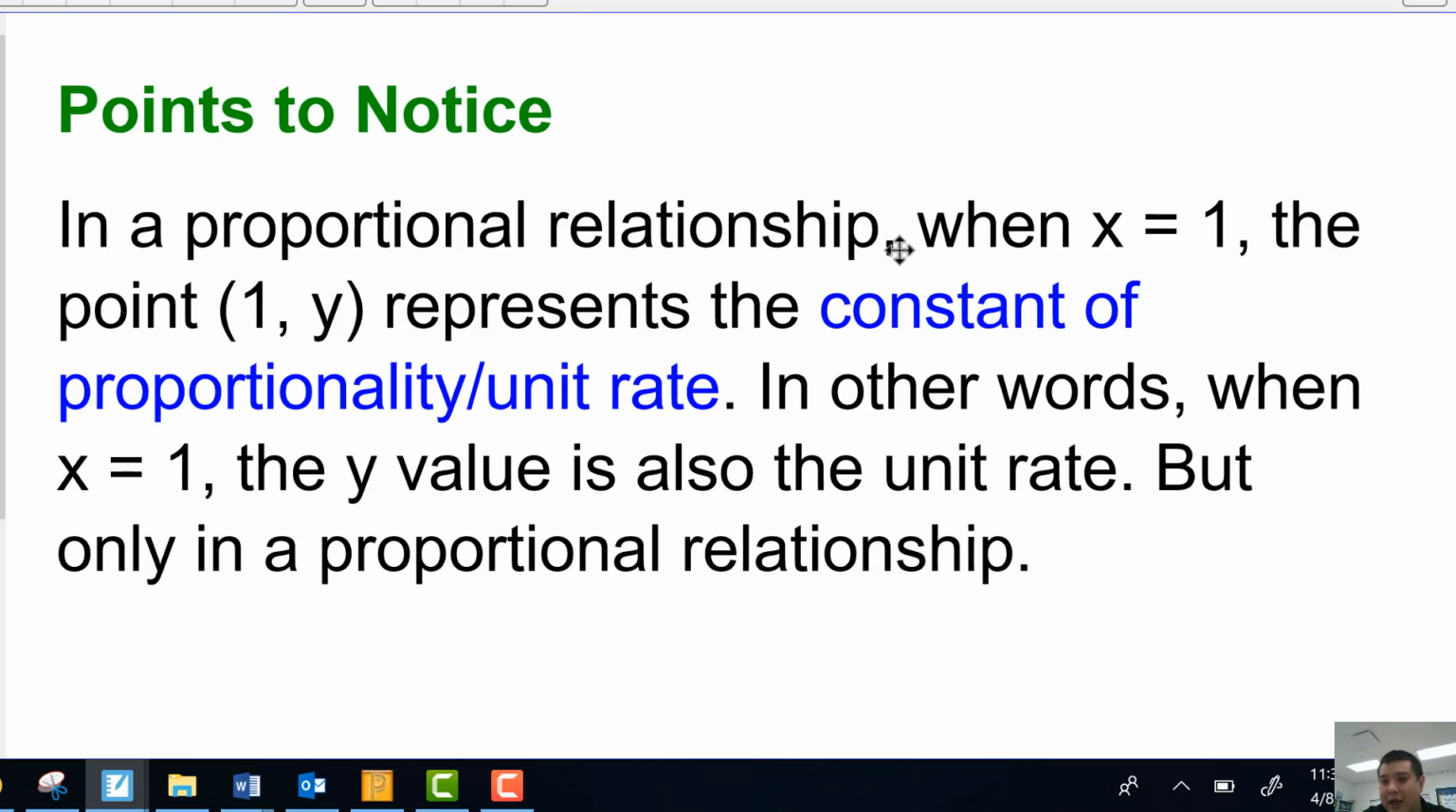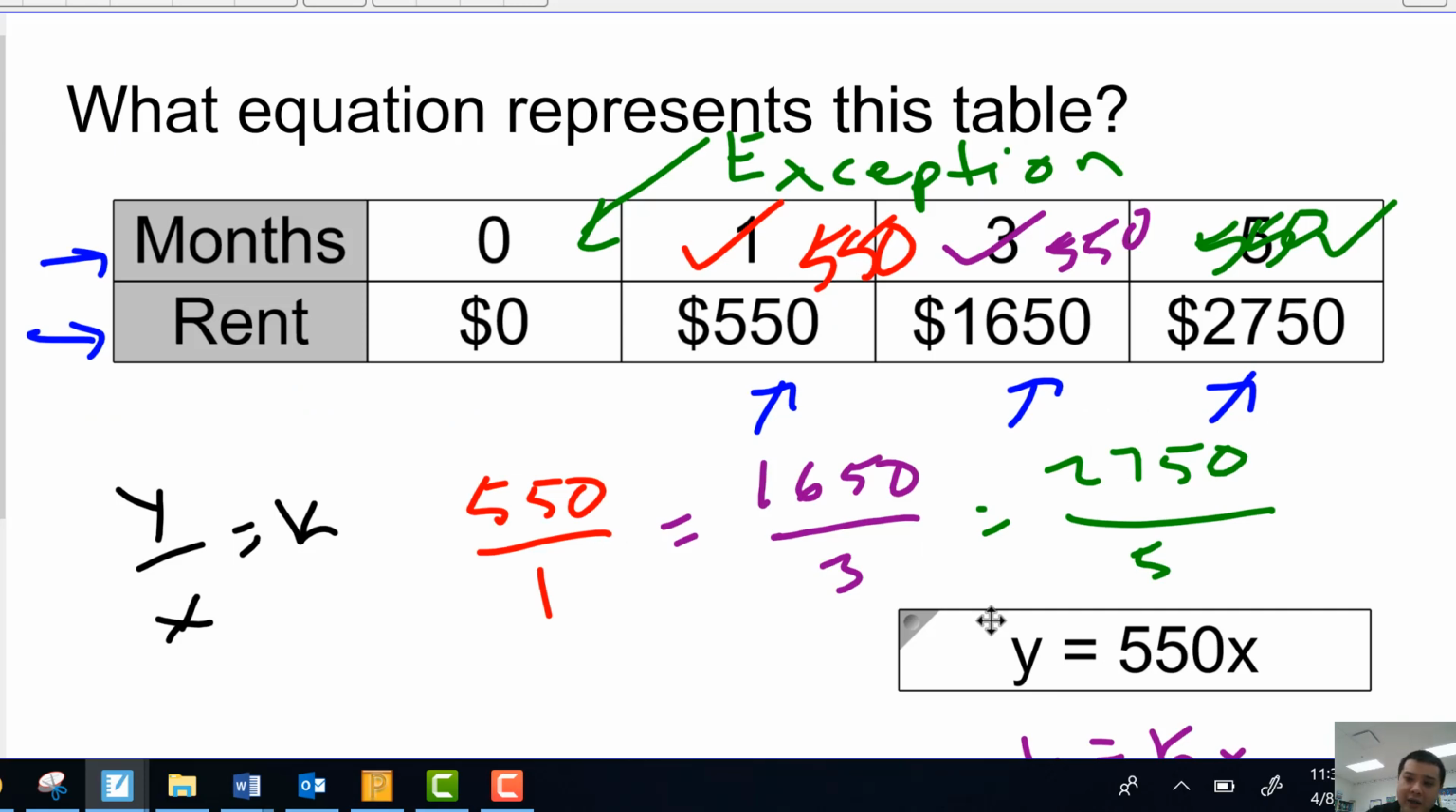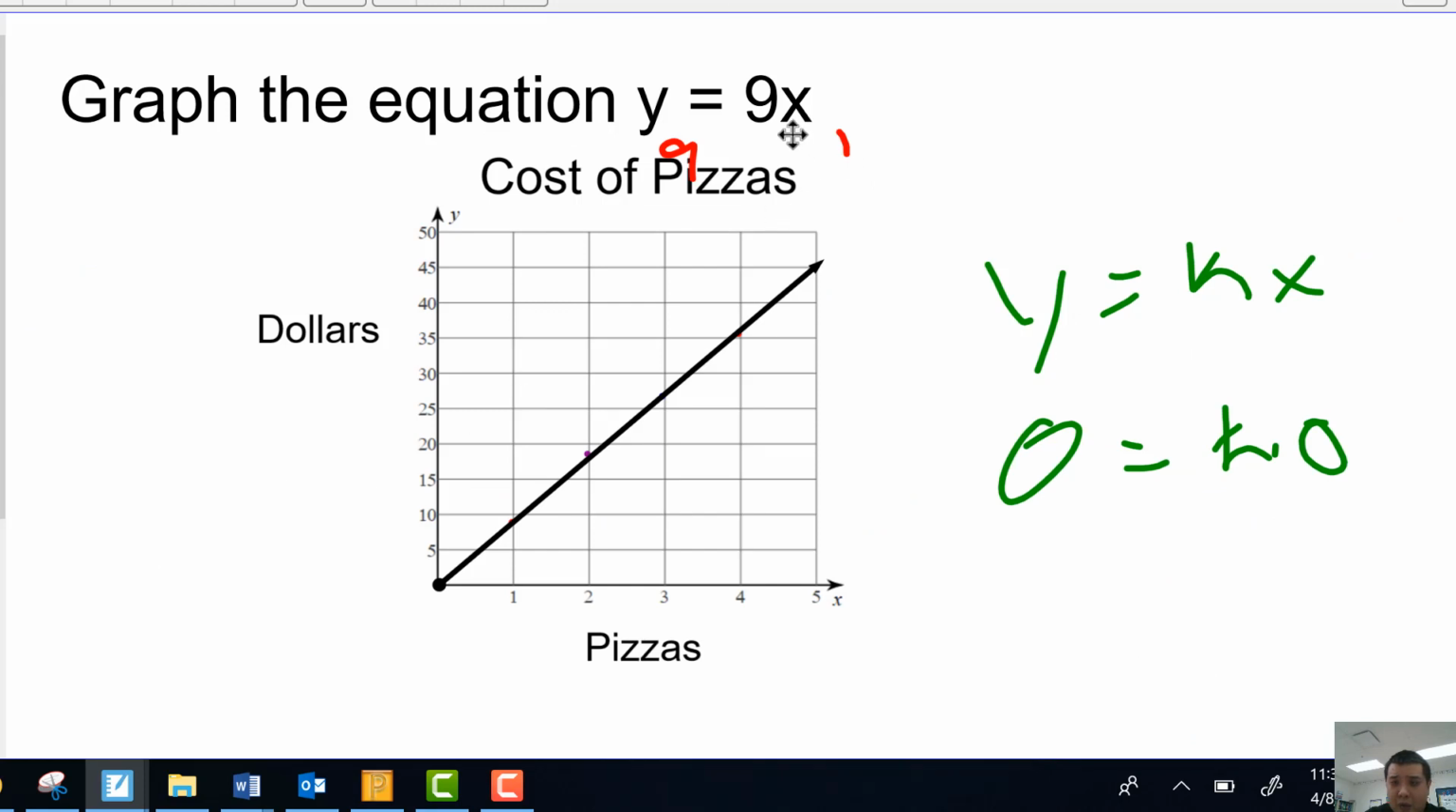In a proportional relationship, when x is 1, the point 1 comma y represents the constant of proportionality, or the unit rate. In other words, when x equals 1, the y value is also the unit rate. But this is only in a proportional relationship. So if we go back to the first example that we did, notice how our equation for this was y equals 550x. And the point 1, 550, was part of that. Okay? Over here, we said that in the equation y equals 9x, when x is 1, y is 9, and also notice how the constant of proportionality is 9 as well. Okay, so the point 1, 9 means that 9 is the constant of proportionality.